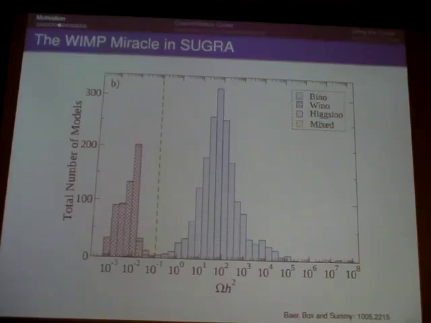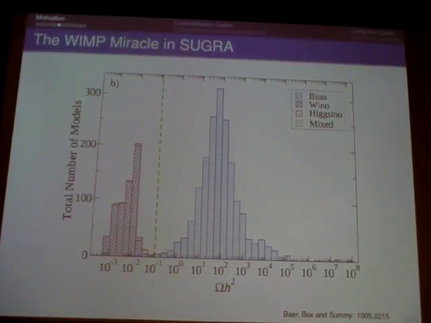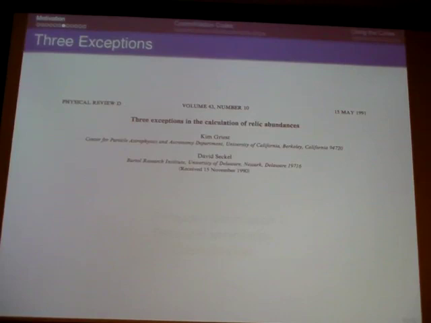Okay, so we've seen here that there are some problems with the electroweak scale. We've seen that with electroweak scale, weakly interacting dark matter, you don't automatically get the relic density. But in the 90s, there's this now famous paper by Griest and Seckel, where they highlight three exceptions in the then current calculation of the relic abundance.